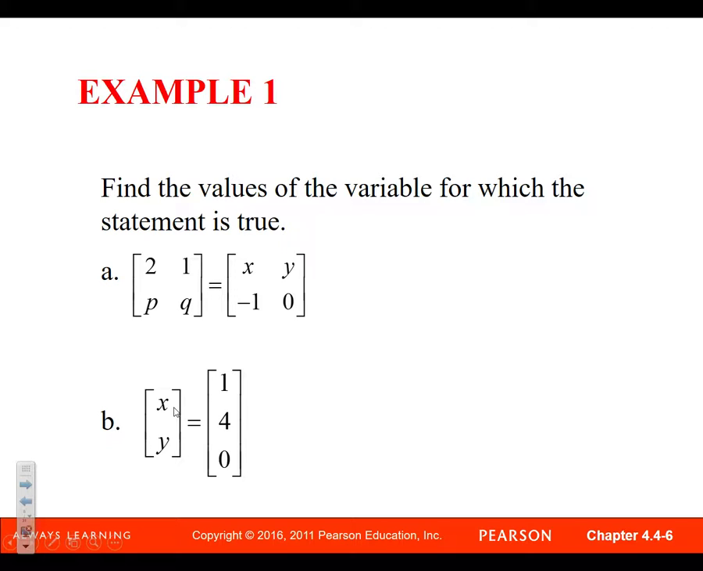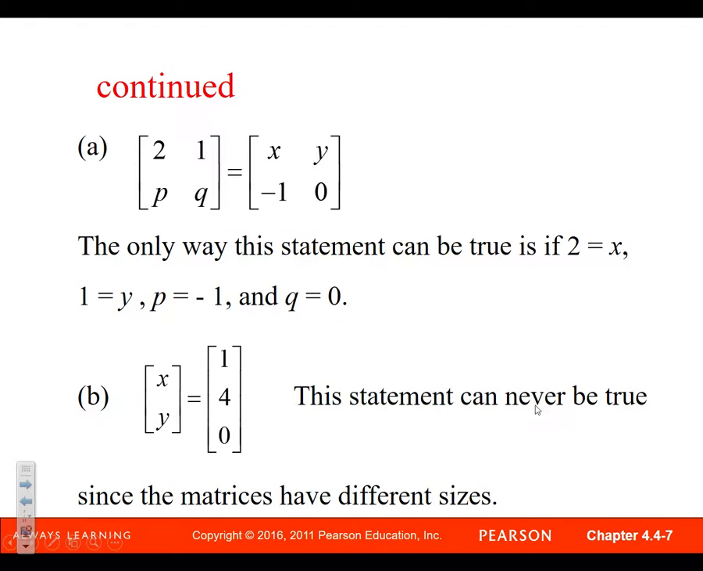Obviously they're not equal. Even though they're both column matrices, one has 2 elements, the other has 3 elements. So no, these cannot be equal. You need to be able to call shenanigans at this point. So this statement can never be true.